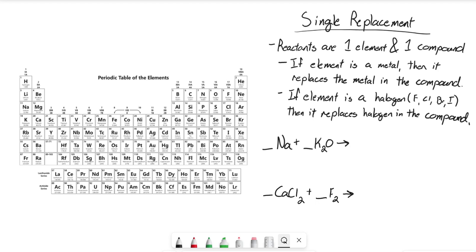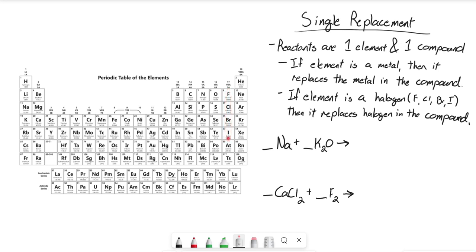one compound. Now, I think personally that predicting the products of a single replacement reaction is the trickiest of all of them because it is the most conditional. Depending upon what the element reactant is ultimately going to determine how the reaction proceeds. So I've written two conditional statements here. What to do if the element is a metal and what to do if the element is a halogen, namely these four here, fluorine through iodine.